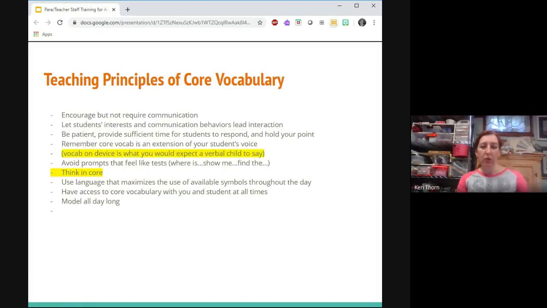Okay. So again, talking about core language is really encouraging, but not requiring, communication. Let their interest be the lead when you're working with them. And the words on the device should be the words that you expect them to say. It's not what we say to them. Someone had asked me, oh, can we put sit down on their device? I said, we could, if you expect that that child's going to tell an adult to go sit down. And that's fine. It's not what we want to say to them, it's what we want them to say to us. Again, thinking in core is going to give them more opportunities to communicate throughout the day.